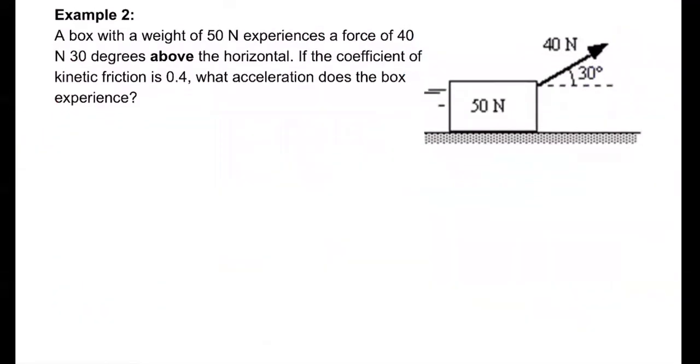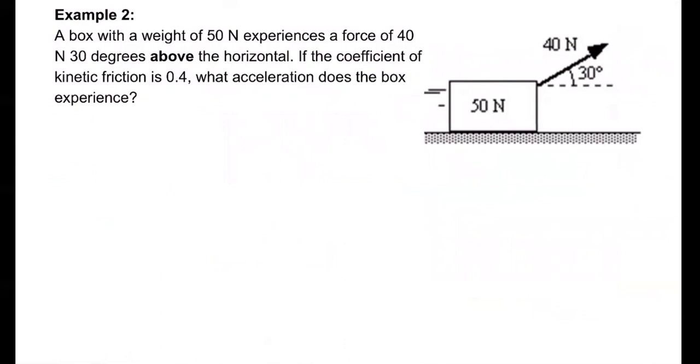So our next example, a box with a weight of 50 newtons experiences a force of 40 newtons that's 30 degrees above the horizontal. If the coefficient of kinetic friction is 0.4, what acceleration does the box experience? So we basically want to know what's the acceleration of my box.